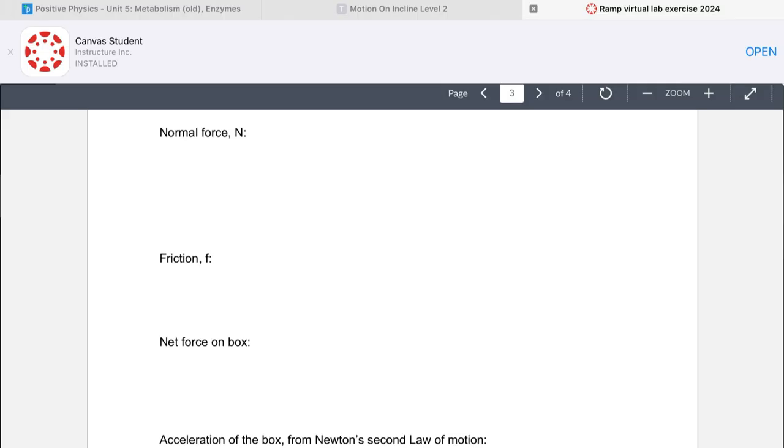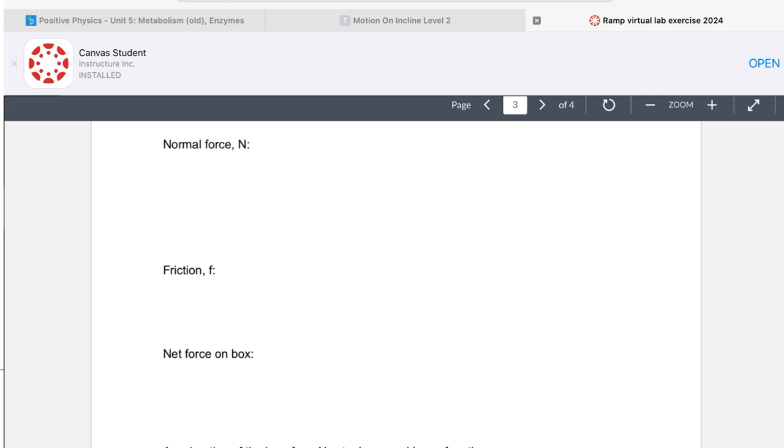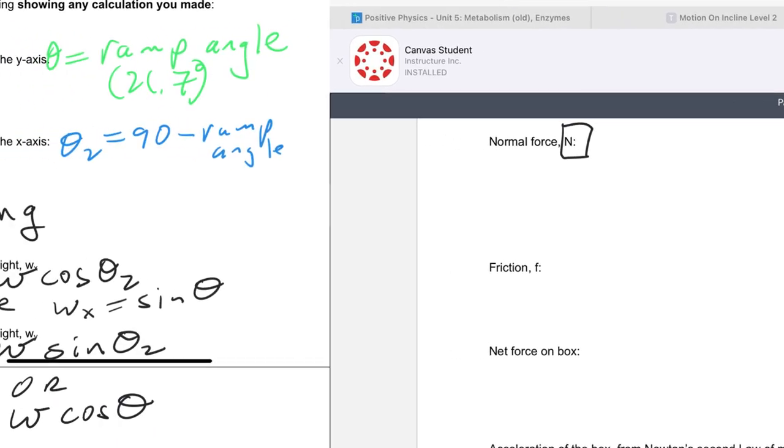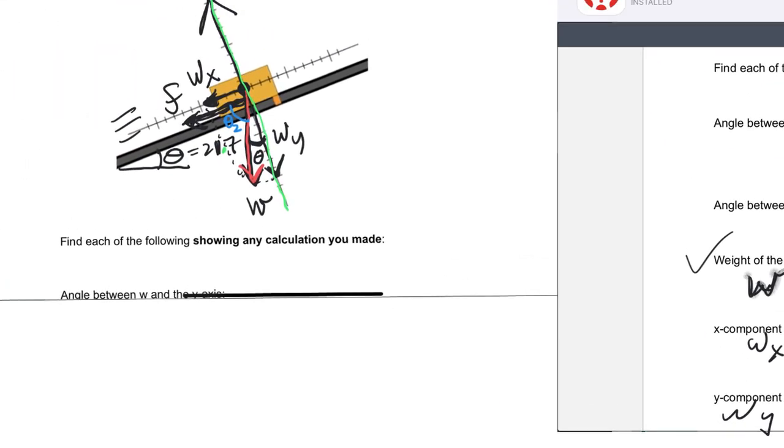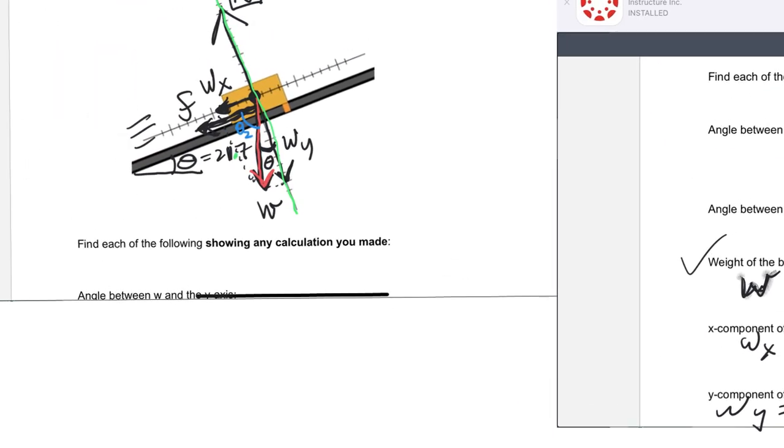Okay, the next thing you have to find is the normal force. Now, if you do your free body diagram correctly, you would see that the normal force right here has to equal the y component of the weight, because the box is not accelerating into the ramp or accelerating off the ramp.